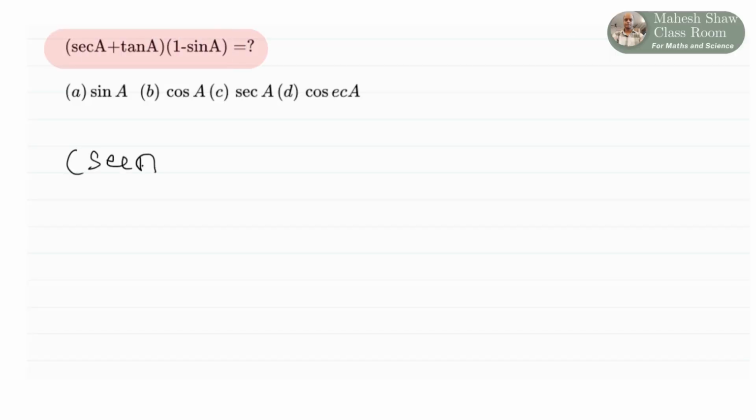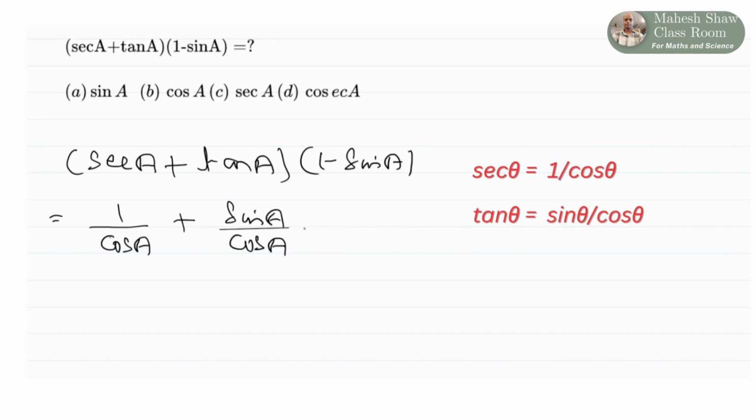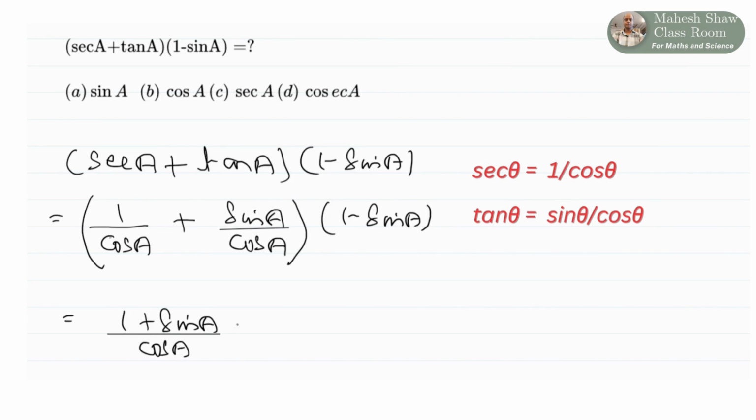We have secant A plus tan A, that multiplied by 1 minus sin A. Now we can write secant as 1 by cos A, and similarly we can write this tan A as sin A by cos A, and that whole multiplied by 1 minus sin A. Now taking cos A as the LCM, we get 1 plus sin A, that divided by cos A, and this is 1 minus sin A.